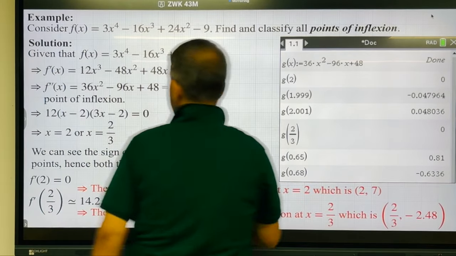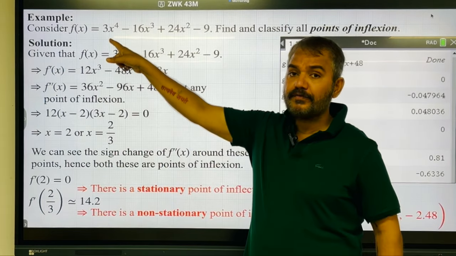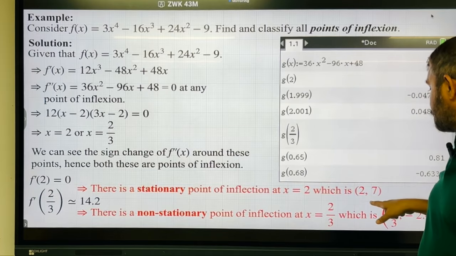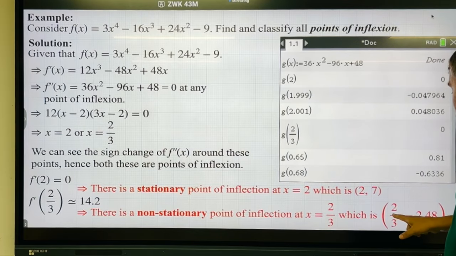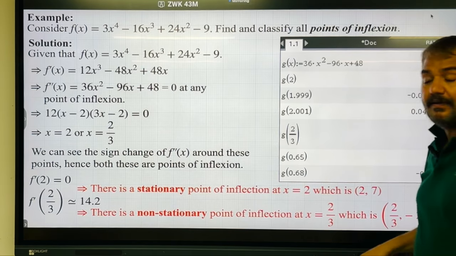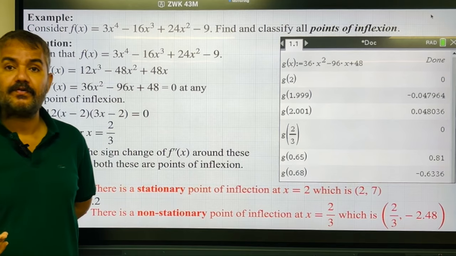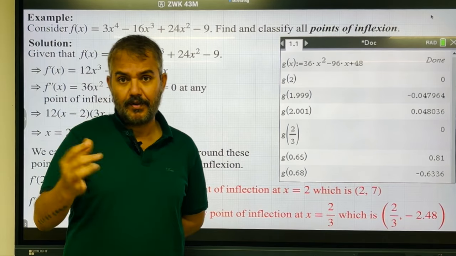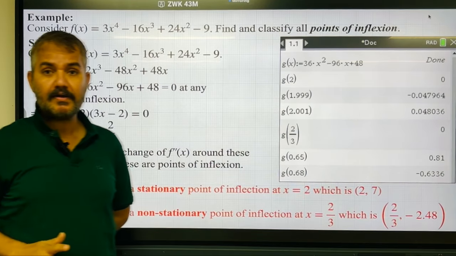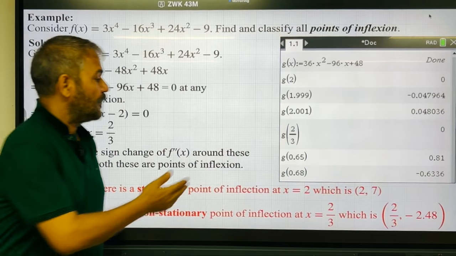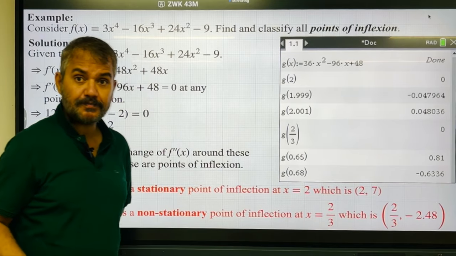So when you put x is equal to 2 in the main equation of the function, you get the y coordinate, which is 7. And when you put x is equal to 2 upon 3, y is negative 2.48. In the exam, when they ask you to find a point of inflection, you need to find both x and y coordinates. Finding the x value is not enough. So these are 2 points of inflection.